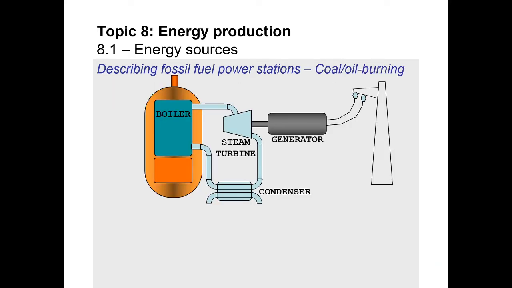Okay, so the first thing we're going to look at are fossil fuel power stations. So the first thing is going to be coal burning. All right, so we're adding coal into the bottom of this boiler. Okay, so when you burn the coal, there's a lot of heat generated, and inside, like I said, inside this boiler, the water starts to heat up and boil, as you would imagine.